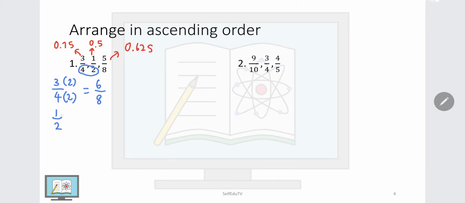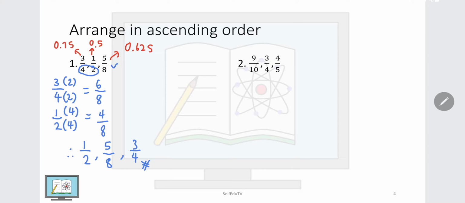So to change half, I multiply by 4. And then this one will just remain as 5/8. So I can rearrange in ascending order. So this will be the final answer.